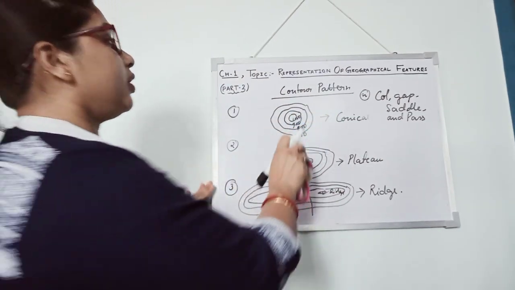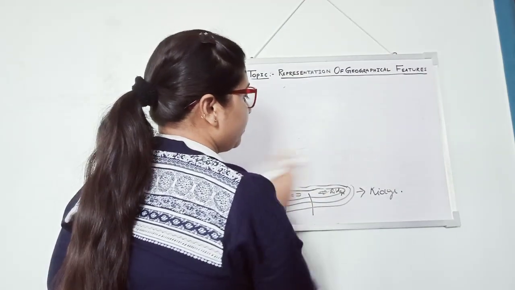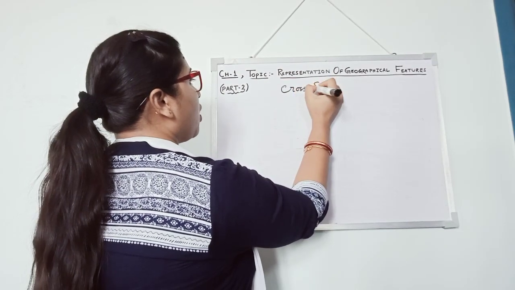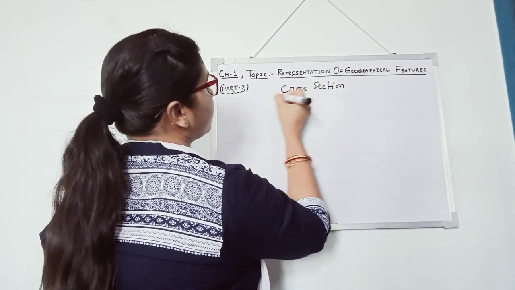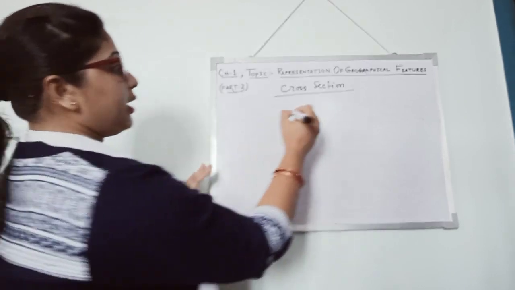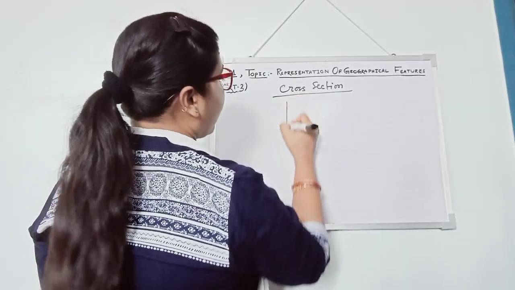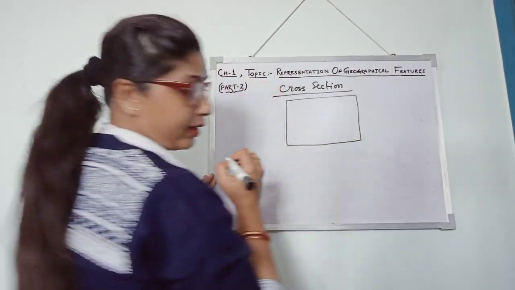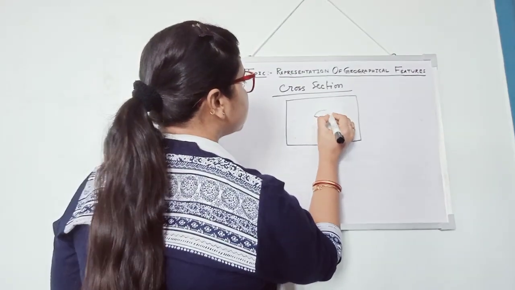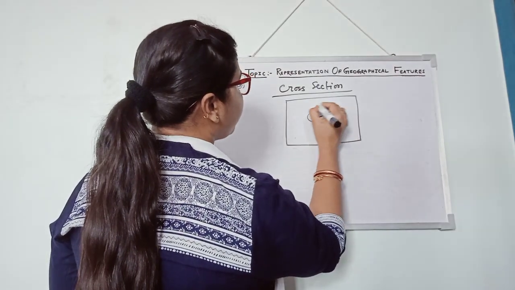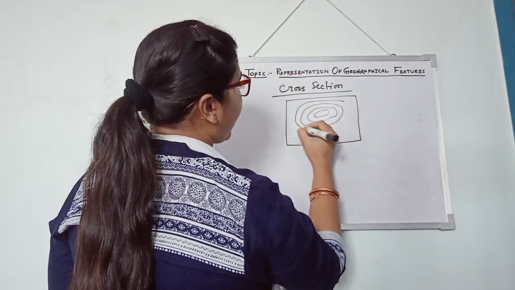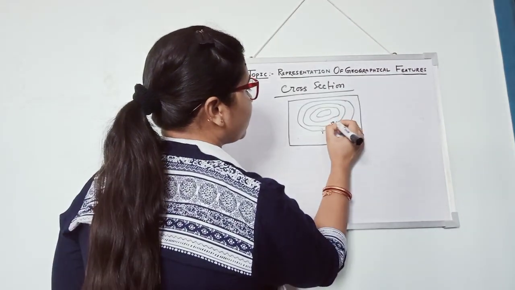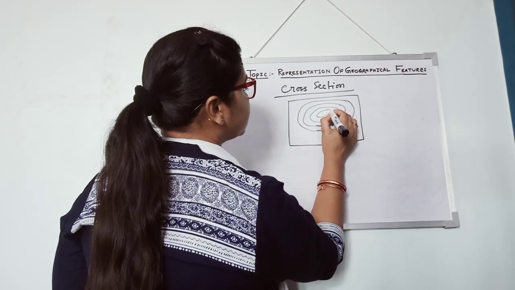Yes. Now, how can we get to know what kind of landform it is forming? For that you have to know the cross section. Okay, here I am showing you how we can get to know what kind of landform. Suppose this is a contour pattern I have drawn here. This is 700, 800, 900, 1000.